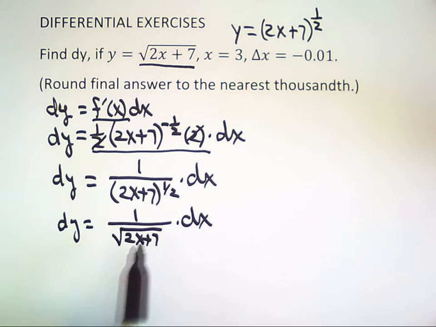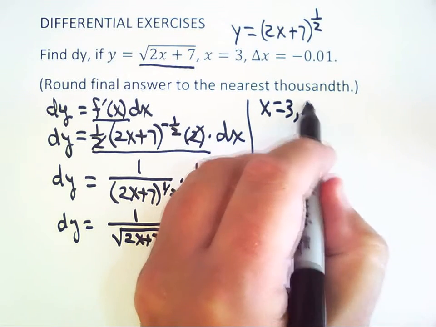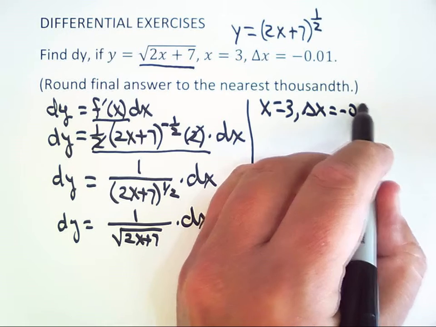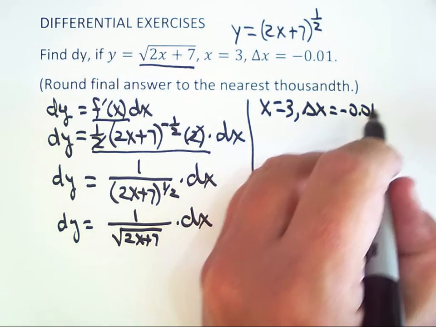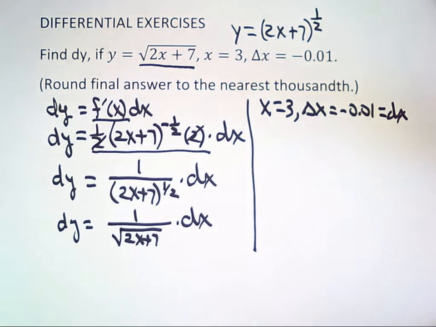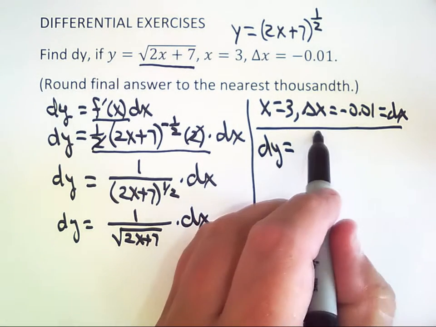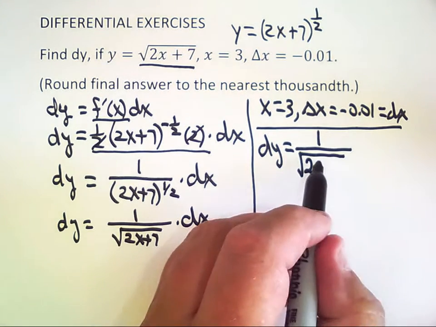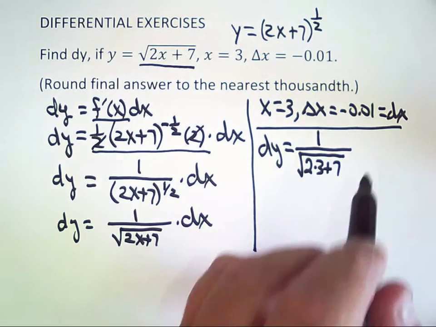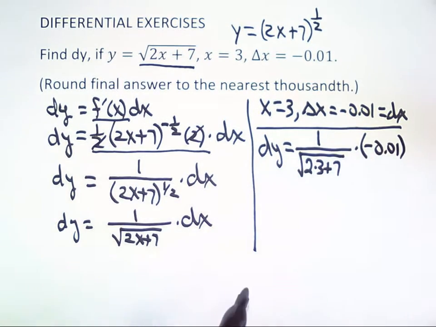Now they ask us to evaluate this when x is 3 and delta x is negative 0.01. And remember, dx and delta x are the same thing. So now it's a matter of putting 3 in for x and negative 0.01 in for dx. So we get dy equals 1 over the square root of 2 times 3 plus 7 times the differential, which is negative 0.01.